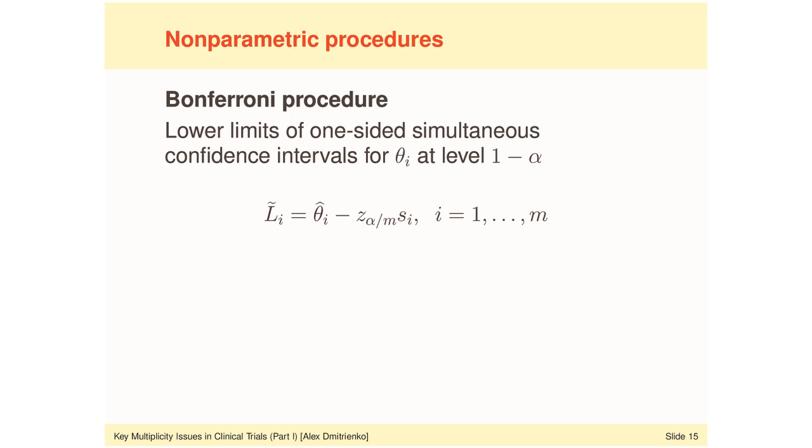The most basic non-parametric procedure is of course the Bonferroni procedure. It's a very simple single-step procedure, and the lower limits of one-sided simultaneous confidence intervals for the individual parameters based on this procedure are defined simply by adjusting the alpha level in the quantile of the standard normal distribution. So the formula that we see on the slide is a direct extension of a formula that we defined a few slides back, and that formula defined the lower limit of a one-sided univariate confidence interval. And the only difference that we can see here is that instead of using alpha to compute the quantile of the standard normal distribution, we divide that alpha by m. It's obviously very straightforward, as you can see.